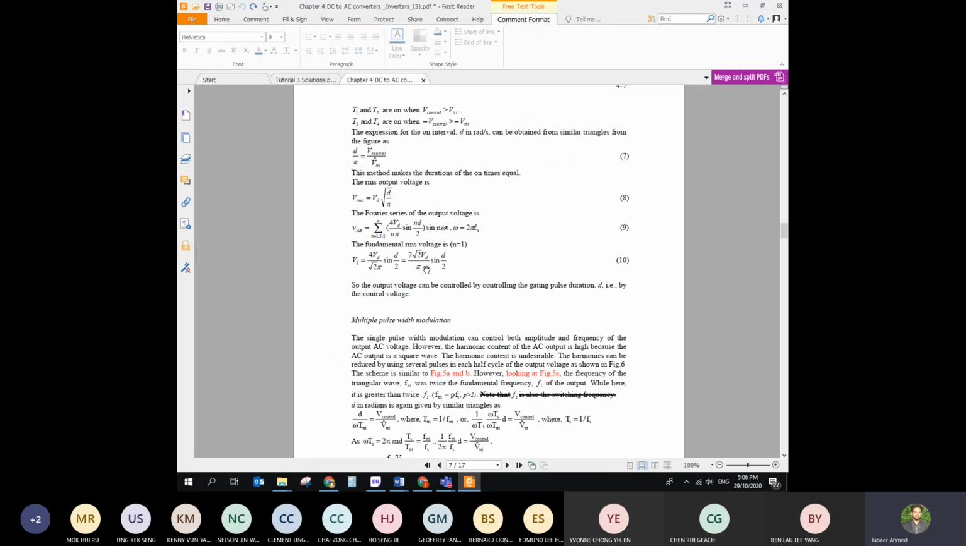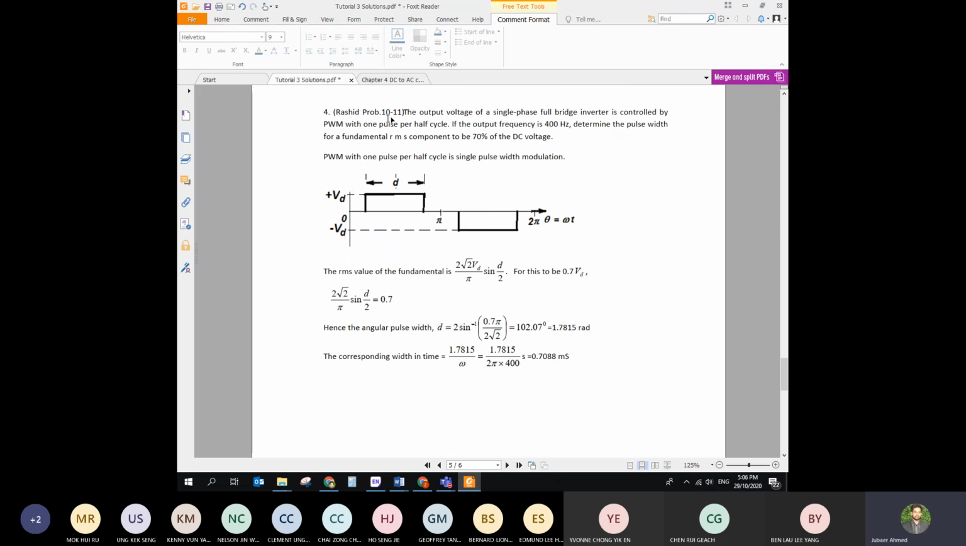So equation number 10. The fundamental RMS voltage is this one, 2 root 2 VD by pi sine D by 2. This is the fundamental RMS voltage for a single phase full bridge inverter. But they said the output is going to be 0.70, so we can make them equal. So this fundamental RMS voltage is equal to 70% of the DC voltage, so 0.7 times VD. Then you can calculate the value of D. D is the pulse width.